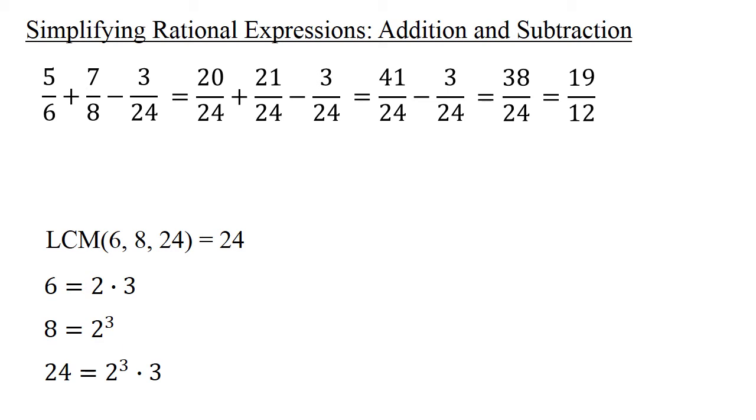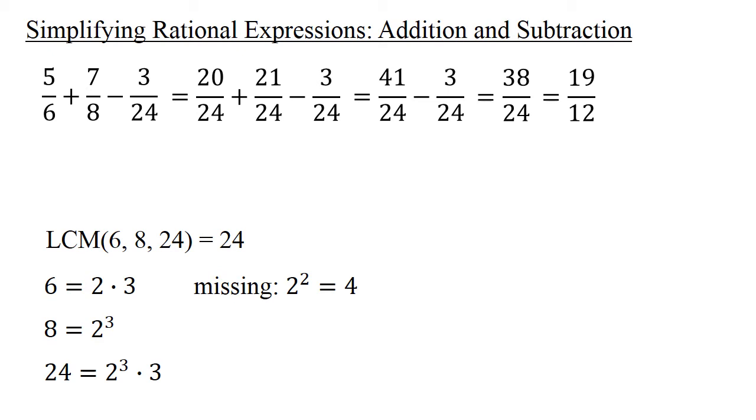What we notice is that 24 has at least one 2 and a 3, which is what 6 has. It also has at least three 2's, which is what 8 has. So 24 is big enough to cover each of the prime factors of the 6 and the 8. And what we want to do now is ask ourselves, what is each of those missing? So, for example, 6 had a 2 and a 3, but if I look at my least common multiple, 24, I should have three 2's. So it's missing two 2's, or 4.